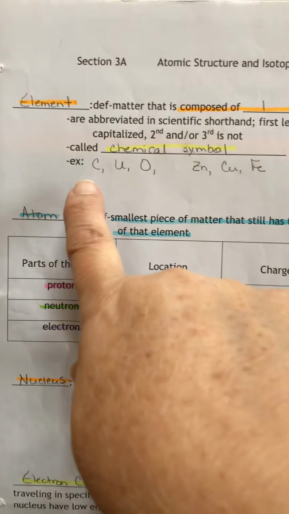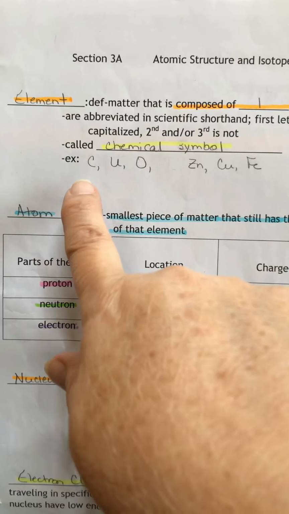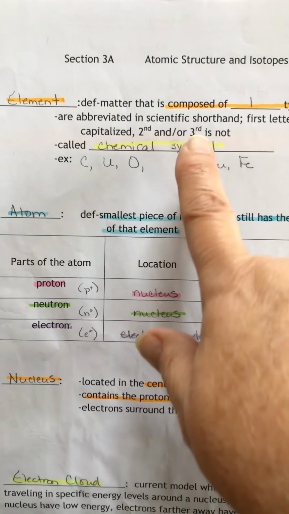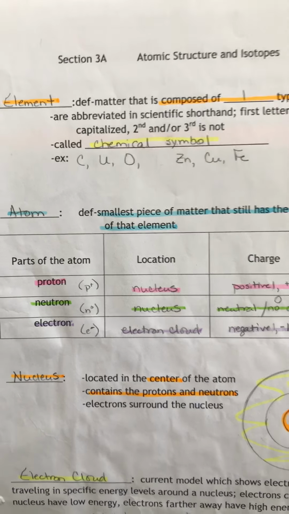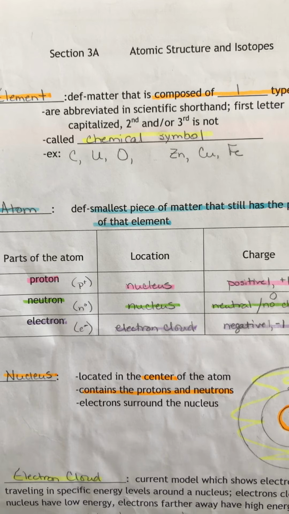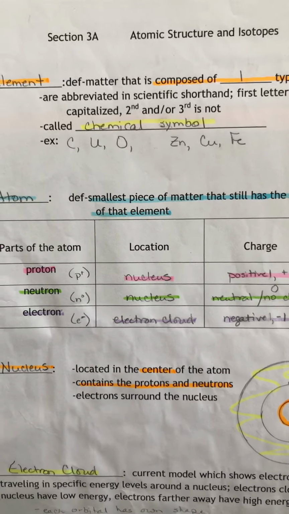I give you some examples there: carbon, uranium, oxygen, zinc, copper, and iron, just so that you can see. You have to write a capital letter and then a lowercase letter if there is more than one.